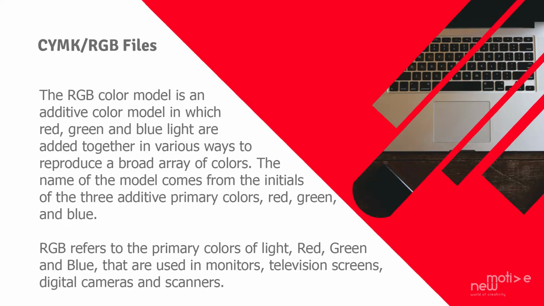Now, the RGB color model is an additive color model in which red, green and blue lights are added together in various ways to reproduce a broad array of colors. The name of the model comes from the initials of the three additive primary colors, red, green and blue.